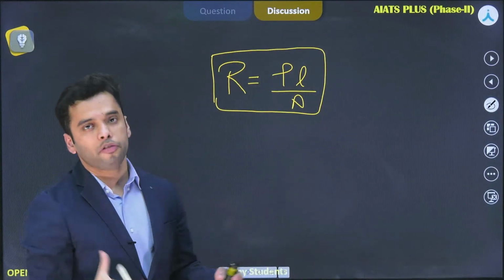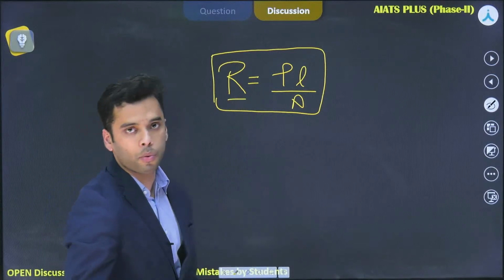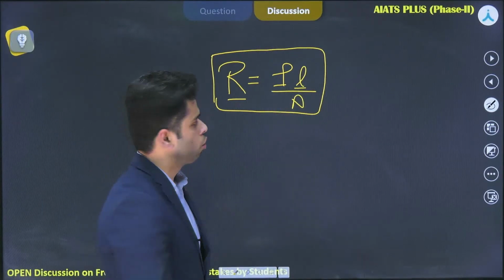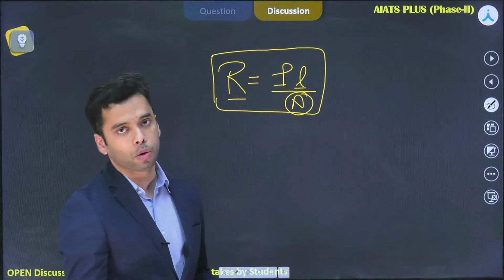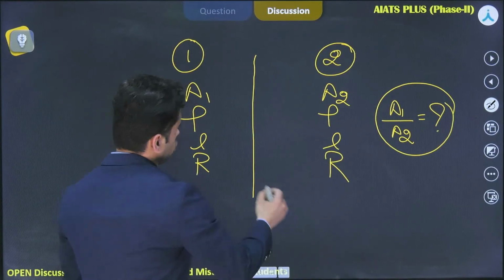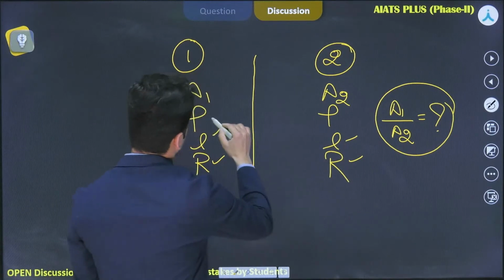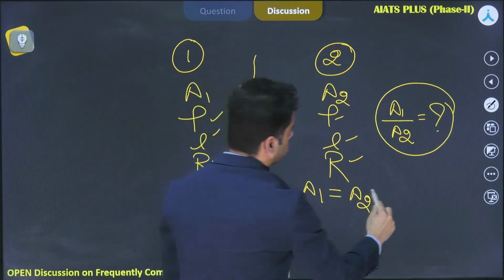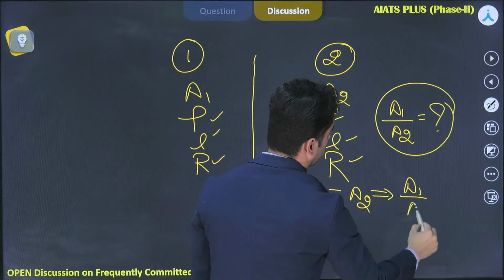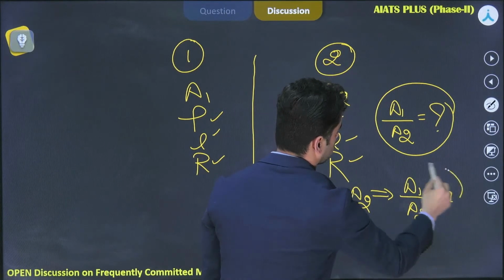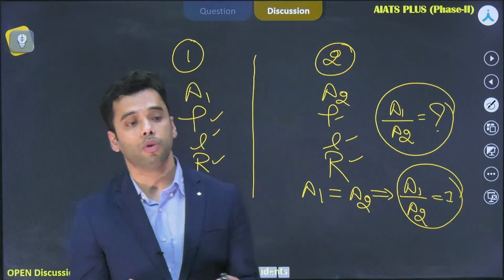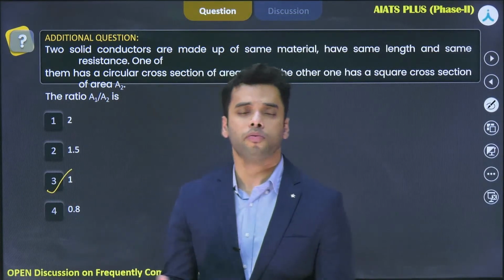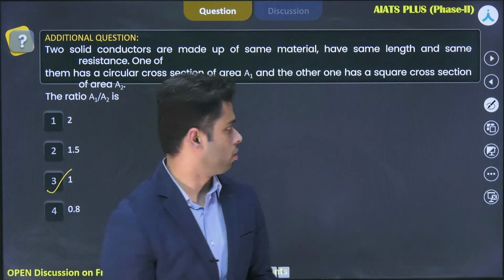Now for the two conductors that we have been comparing, resistance is the same, right? Material is the same, so resistivity is the same. Length is also the same. So what about the area of cross-section? Area of cross-section will also be the same. It's a pretty simple logic. So if resistance is the same, length is the same, and resistivity is the same, it means that A1 should be equal to A2, which means that this ratio A1 by A2 should be equal to 1, which means that the correct answer to this problem is option 3. It's the original problem from the NEET 2020 examinations, right?